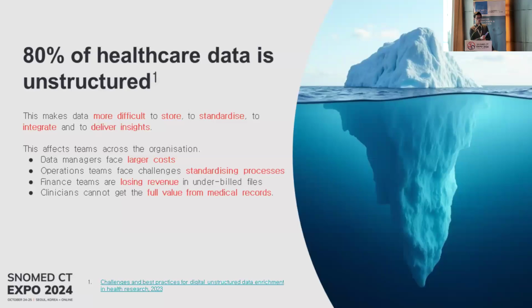This really affects the whole healthcare value chain, we can call it. So data managers face larger costs in actually even storing that data and having consistent systems or representations of that data. Operations teams face challenges in standardizing processes across different care pathways, specialisms. Finance teams can lose revenue, or the actual healthcare organization provider can lose revenue if they aren't manually coding up correctly those sets of codes that are within that unstructured data.